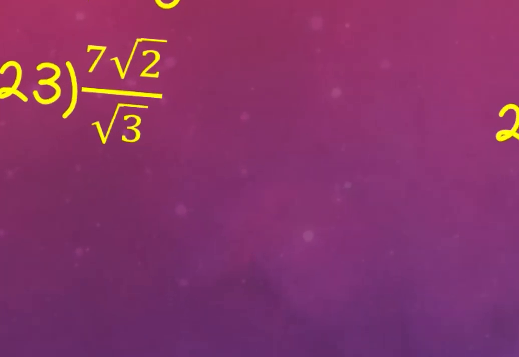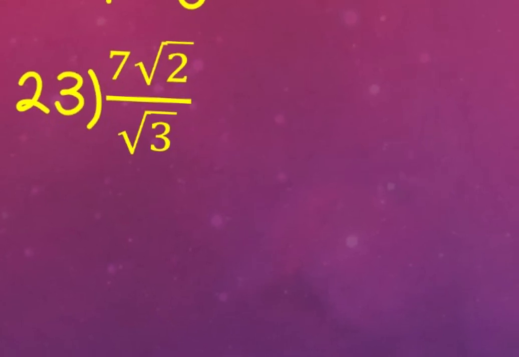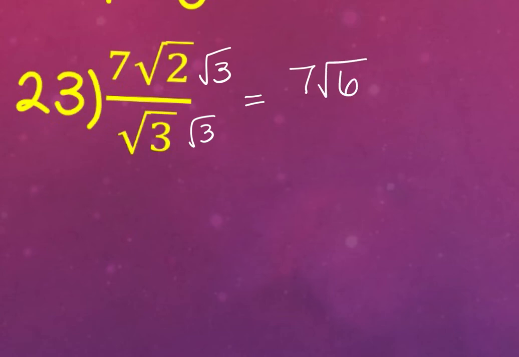All right, so with 23, there's a 2 underneath the square root, but they don't simplify, so I have to get rid of what's in the bottom. I'm going to rationalize by multiplying both the top and the bottom by square root 3. I get 7 root 2 times root 3 would be root 6 over root 3 times root 3 is 3. And I can keep it just like that.